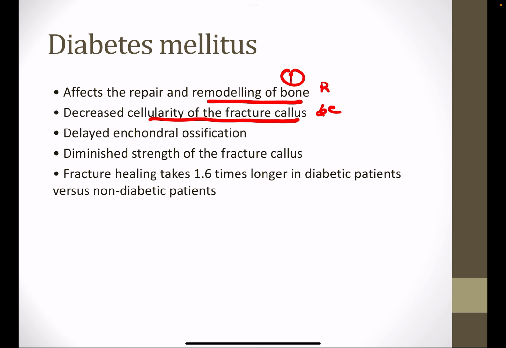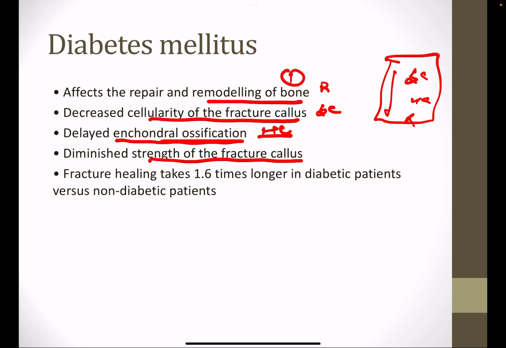It affects stage of soft callus. It affects endochondral ossification, which means it affects the formation of stage of hard callus and decreases the strength of fracture callus. So from the soft callus to hard callus to the remodeling, it affects all the stages of fracture healing. Because it affects all these three stages, it takes almost 1.6 times longer in a diabetic patient for a tibia shaft to heal than a non-diabetic patient.